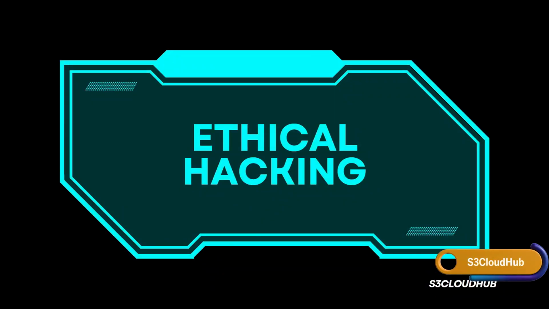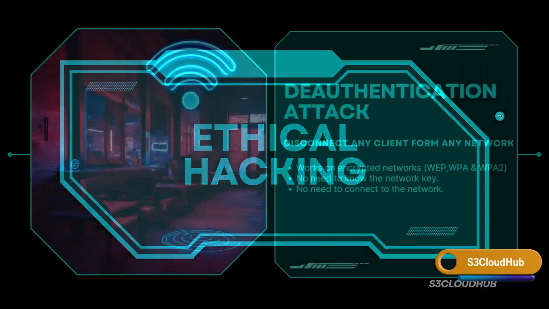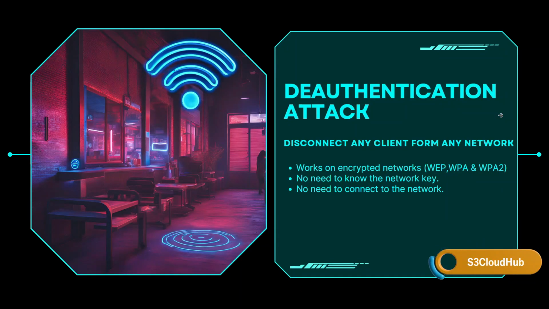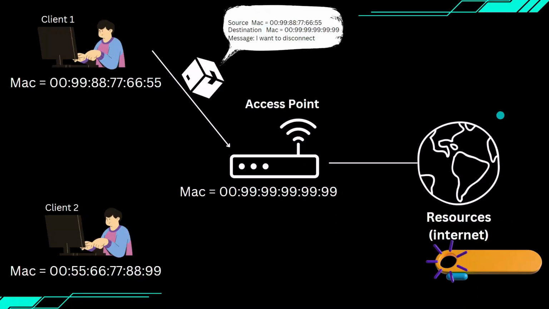Welcome back to the ethical hacking course. Before we dive into more advanced topics like breaking encryption and gaining access to networks, I want to show you one last reconnaissance attack, the deauthentication attack. This attack is super useful and interesting. Here is why. Imagine you want to disconnect any device from a Wi-Fi network without even needing the password. Yes, it's possible. With a deauthentication attack, we can force a device to disconnect from a network. It's like saying, hey, you are kicked out, but without touching the device or knowing the Wi-Fi password.